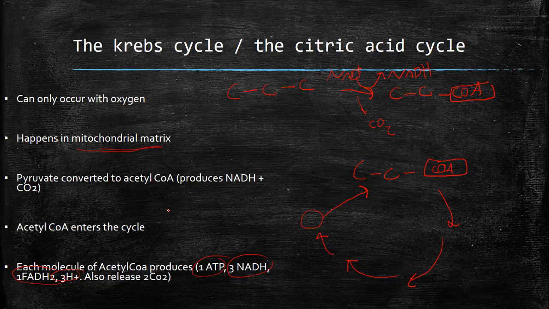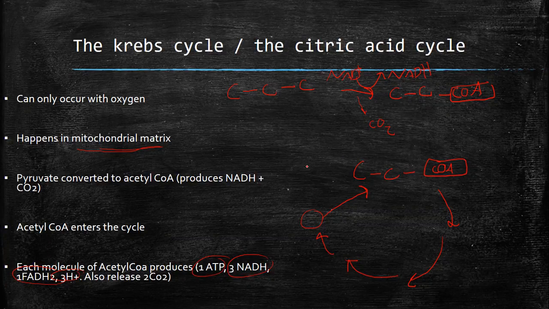And so just to summarize this phase, it requires oxygen, and it happens in the mitochondrial matrix. Basically, pyruvate is initially converted to acetyl-CoA, cleaving off 1 carbon, which becomes carbon dioxide, and creating 1 molecule of NADH. The acetyl-CoA then enters this cycle of a series of reactions, which regenerates the same product at the end. And each molecule of acetyl-CoA produces 1 ATP, 3 NADH, 1 FADH2, and 3 hydrogen ions.